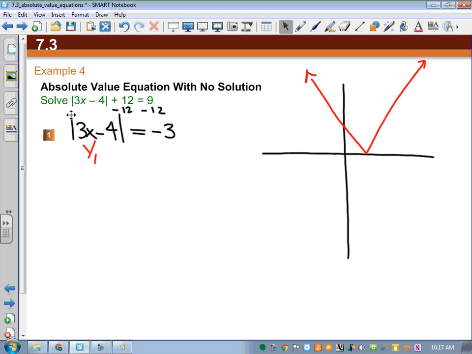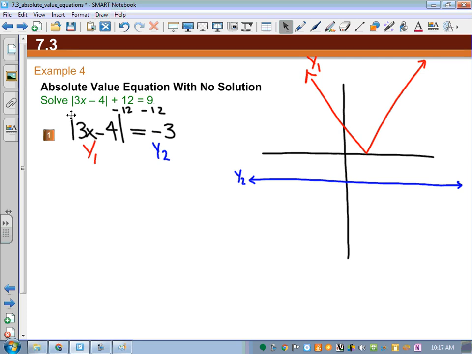And then if I graph the right-hand side as y2, y2 equals negative 3 is all the way down here. Now, really importantly, if I look at the graph of y2 and y1, I hope we all agree that they're never going to intersect. Now, what that means mathematically is there's no value of x that causes the left-hand side to share the value with the right-hand side.